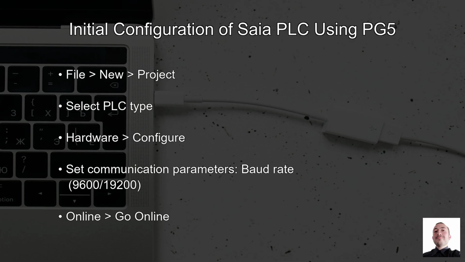Set the communication parameters next. For most Saia PLCs, you'll use RS-232 or USB. Ensure your baud rate is set correctly, commonly 9600 or 19200. After setting the parameters, connect your PLC to your computer using the appropriate cable. In PG5, go to Online and select Go Online. This establishes the connection between your software and the PLC. Remember, if you encounter issues, check your cable connections and ensure your drivers are up to date.